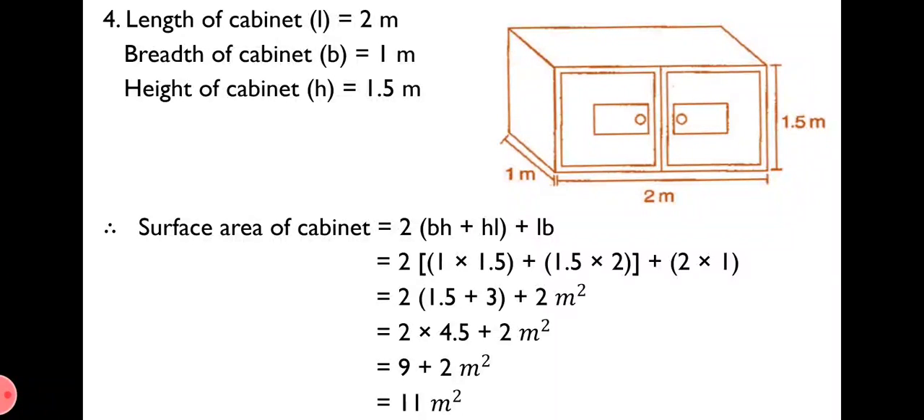Next, question number 5. Daniel is painting the walls and ceiling of a cuboidal hall with length, breadth and height of 15 meter, 10 meter and 7 meter respectively. From each can of paint, 100 meter square of area is painted. How many cans of paint will she need to paint the room?